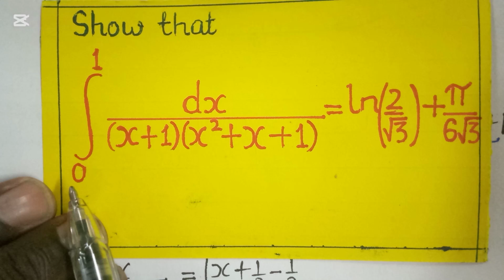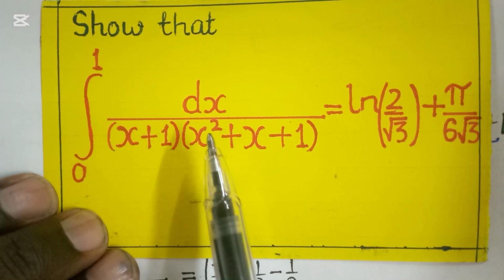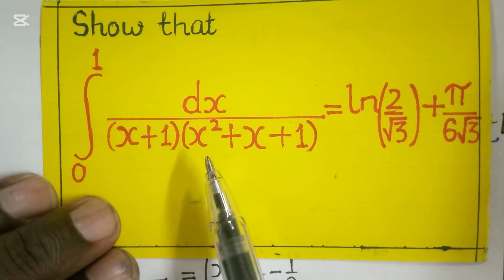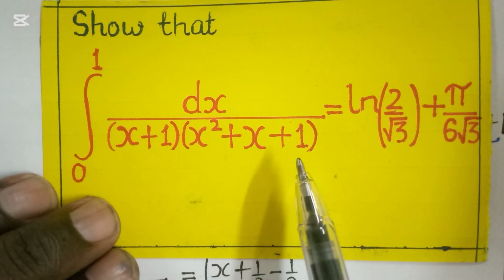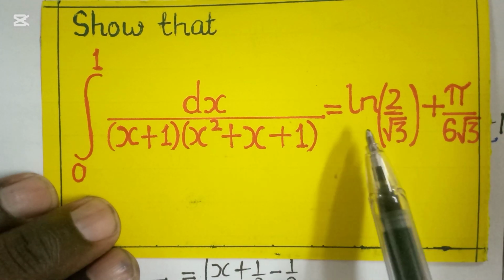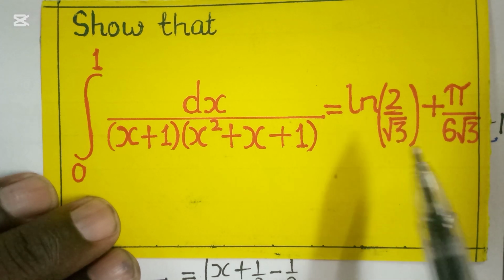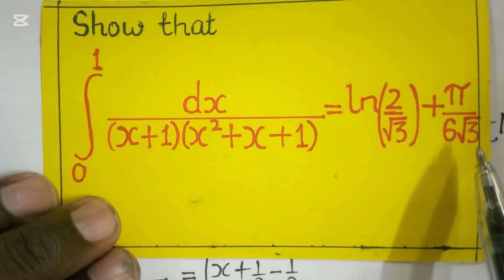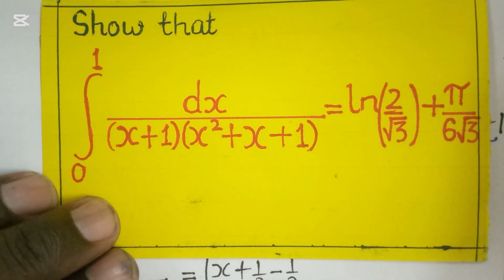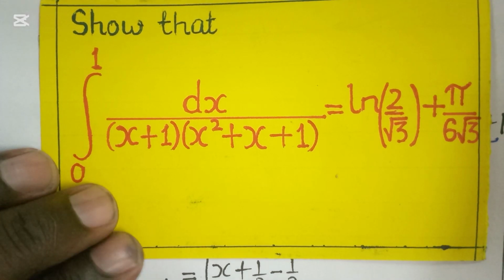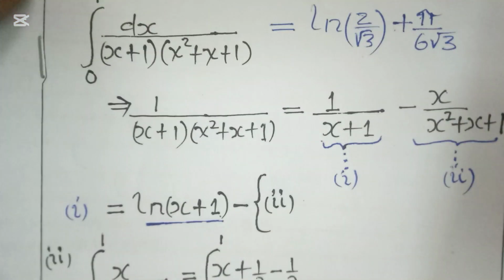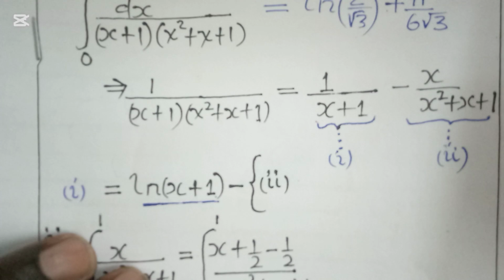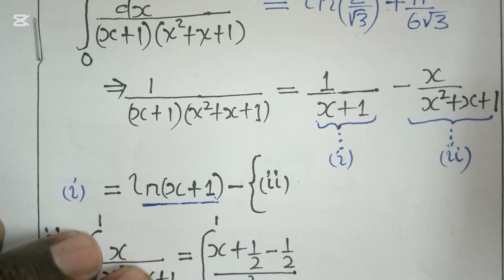Show that the integral from 0 to 1 of dx over (x + 1)(x² + x + 1) is equal to ln 2 over √3 plus π over 6 multiplied by √3. So guys, let's do this question. I've already written that question here, and I've already done it, so I just need to follow it.